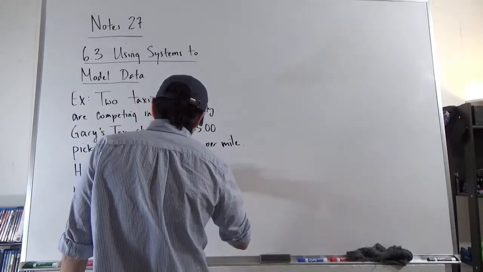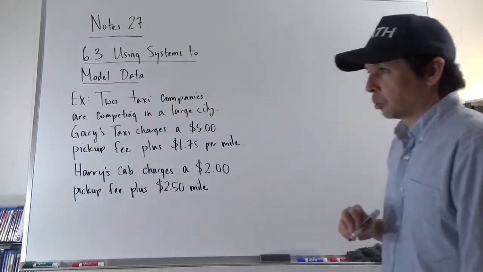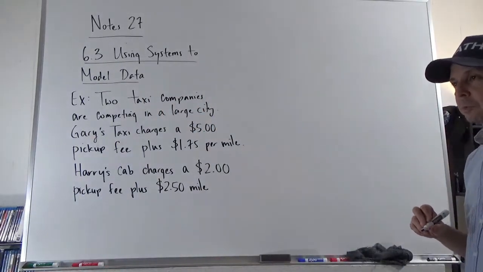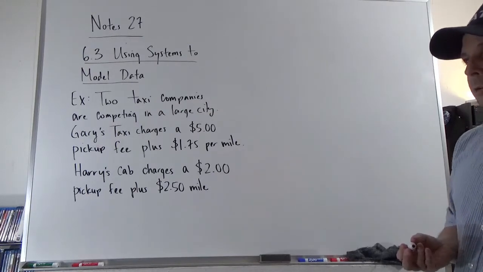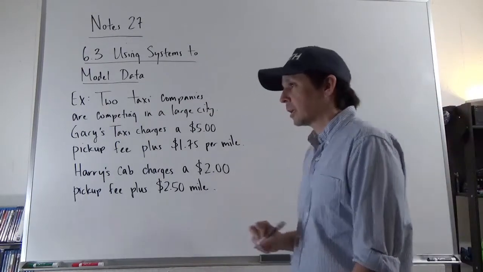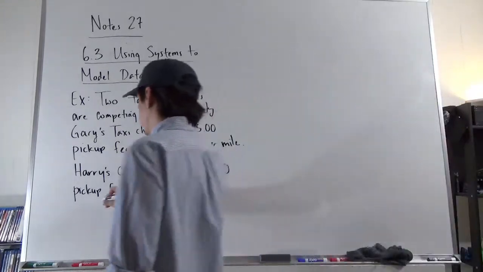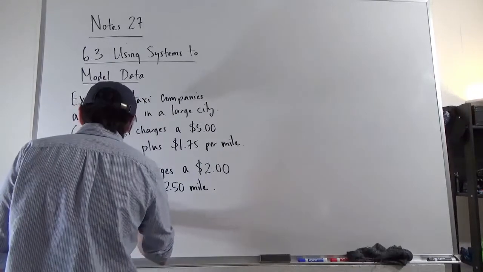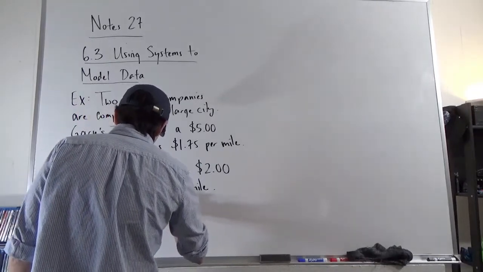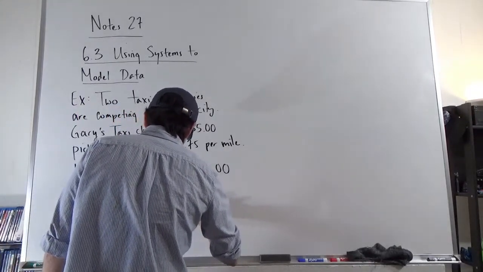So one of them has a smaller pickup fee, but they charge more per mile. The other one has a larger pickup fee, but they charge less per mile. And that means it's a little complicated to figure out which one is going to be cheaper. And we're going to do that. We're going to start analyzing this. We're going to use function notation and linear functions specifically. We'll let x be the number of miles traveled.